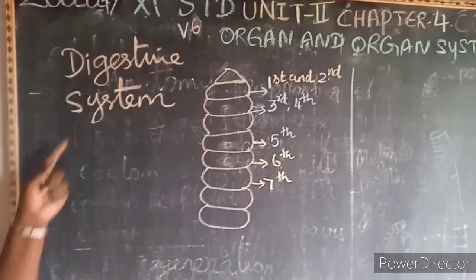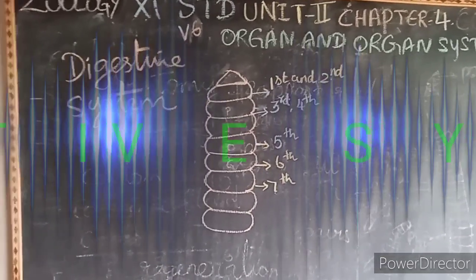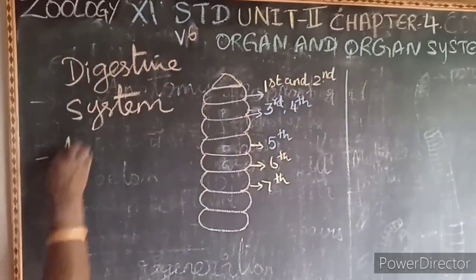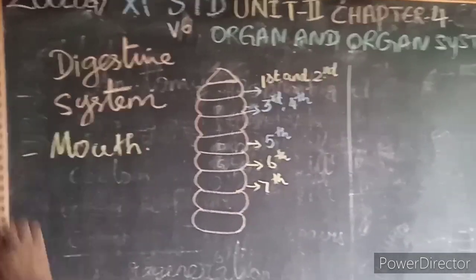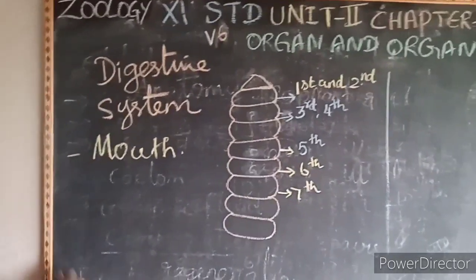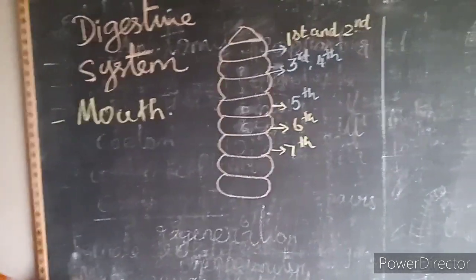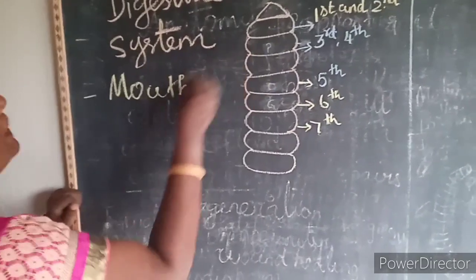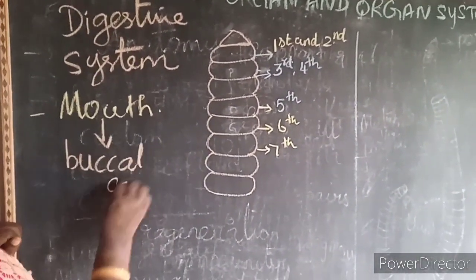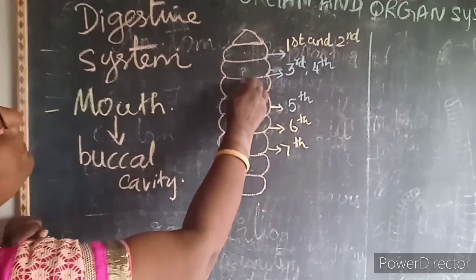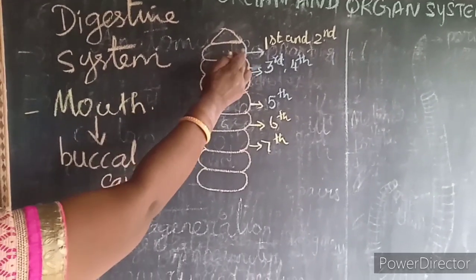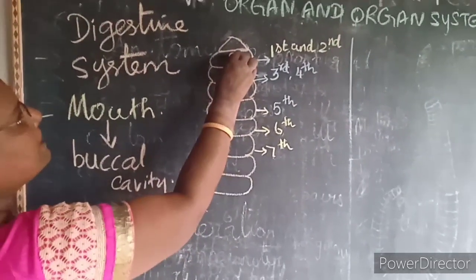Next, we are going to learn about the digestive system of the earthworm. It's very simple. First, the mouth is present in the first segment, the peristomium. It is covered by a small flap of muscle known as the prostomium. The mouth leads to the buccal cavity, which is present between the first and the second segment.